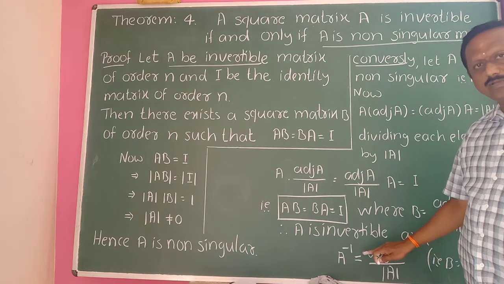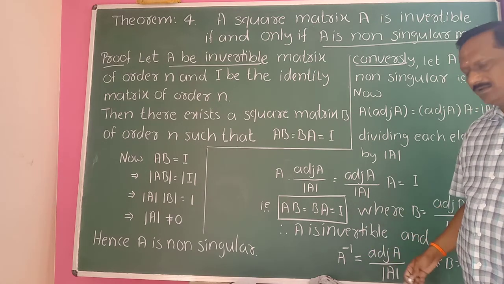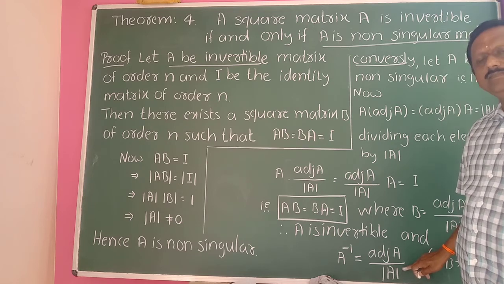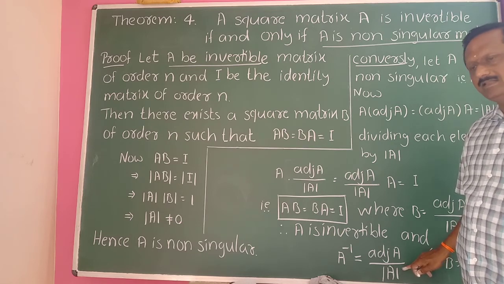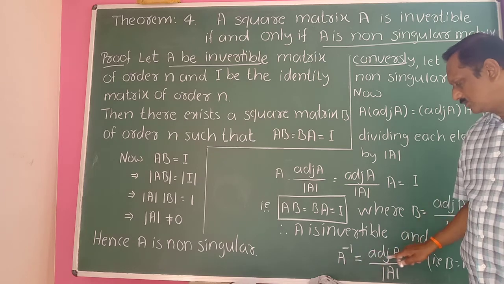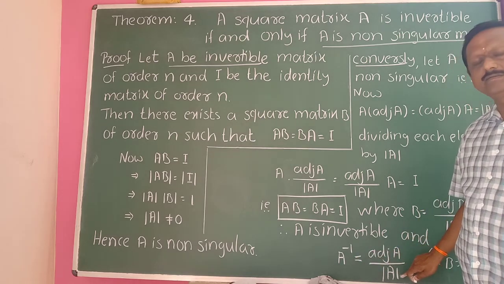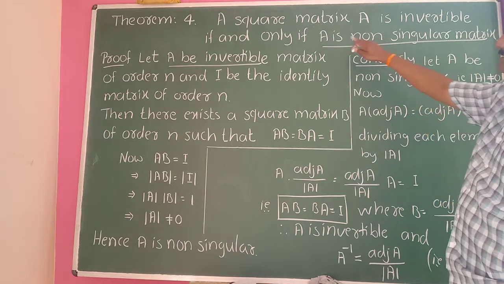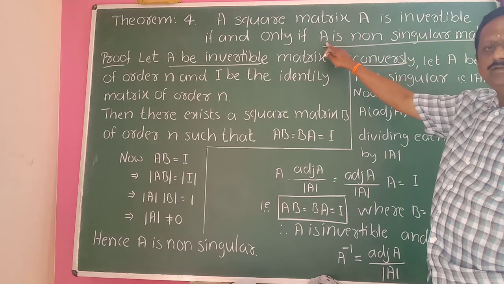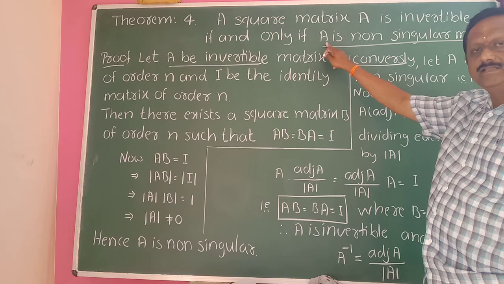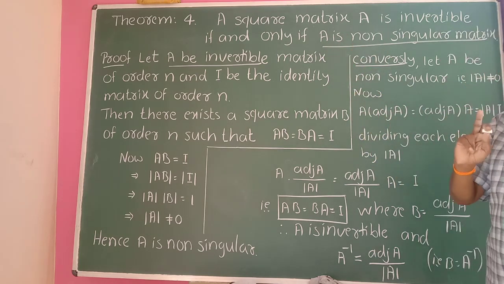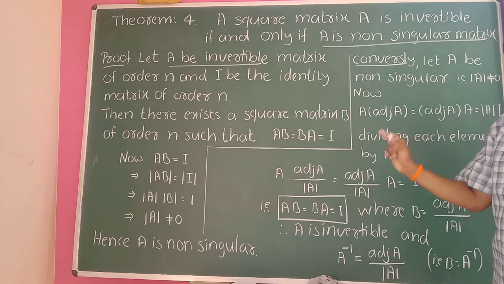Remember. In the next example, we are using this formula. If you want to find the inverse of a matrix, in that case A inverse is equal to adjoint of A divided by determinant of A. Use this result. And one more important condition: it should be non-singular. If it is non-singular, then only it has an inverse. Otherwise, it has no inverse. Okay, remember.